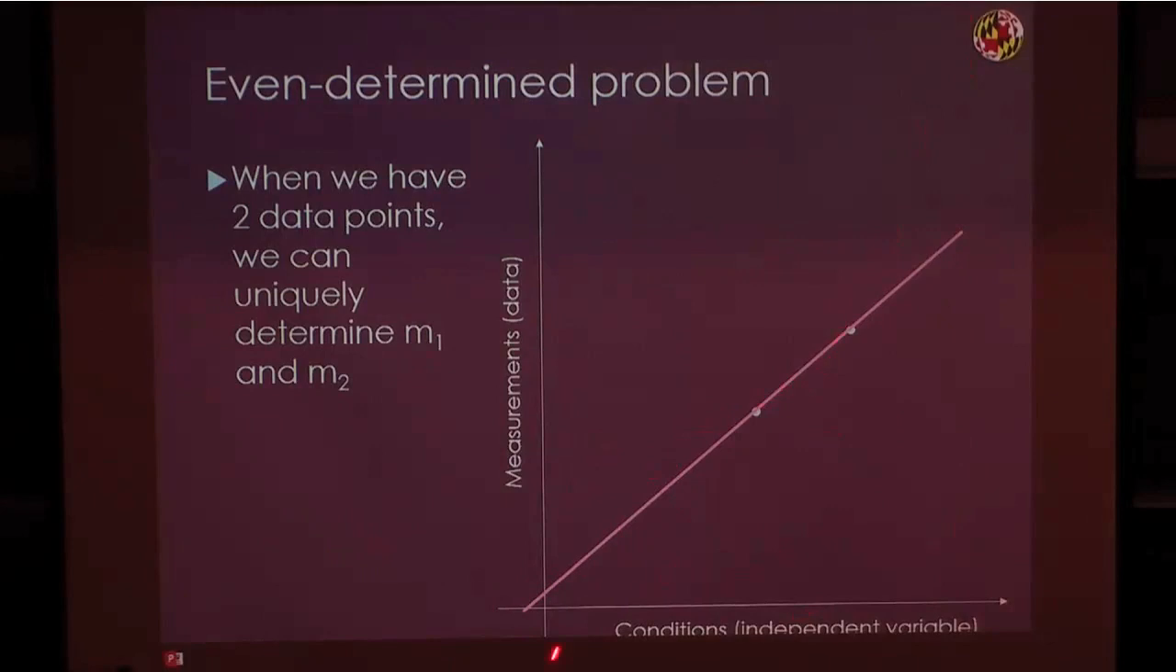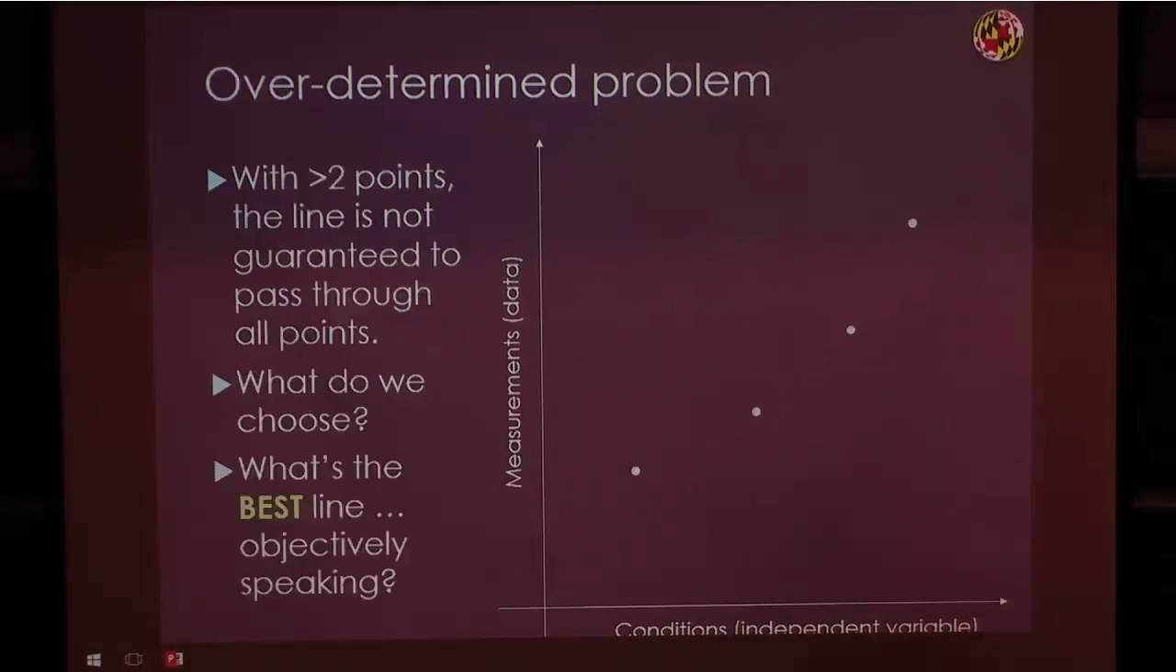If we wanted to fit some more complicated curve to these 2 points, we would again have an underdetermined problem, because that other more complicated curve would have more parameters. So if you have the equal number of model parameters and observations, you have what's called an even determined problem.